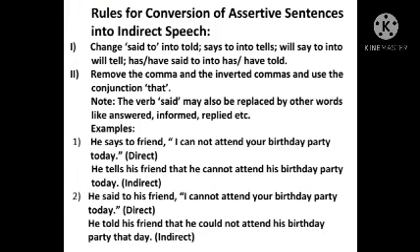What we have to note is that the verb said may also be replaced by other words like answered, informed, replied, etc. Let's see the examples now. He says to his friend, "I cannot attend your birthday party today." He tells his friend that he cannot attend his birthday party today. Take care, because it is simple present tense, we will not change the tense. Says to was converted into tells.